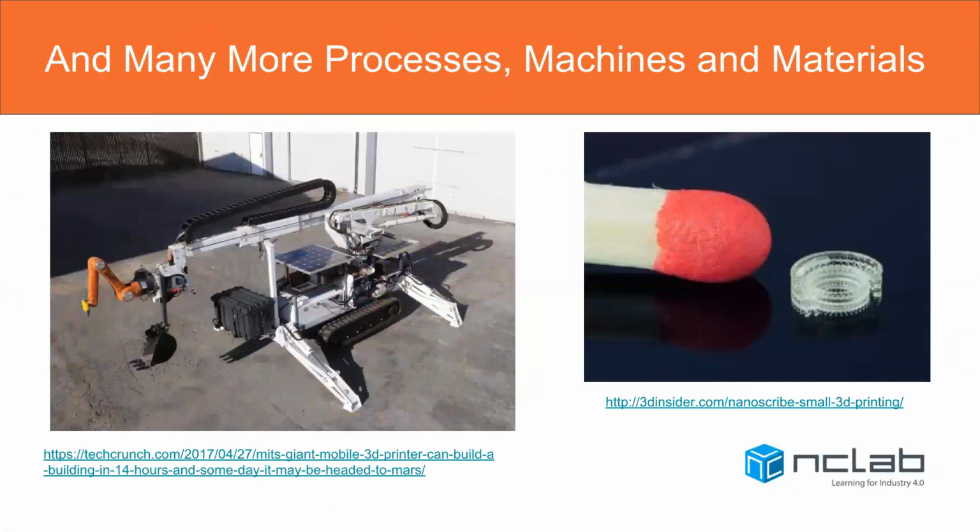Those are just three, and there are many, many more processes. There are machines that make very tiny 3D prints. There's a match head for scale, and there's a link to an article on nanoprinting. And on the other end of it, here is one of these crane type printers that are used to 3D print a house. And of course, they always like to create a little buzz to talk about, well, we could send this to Mars and build buildings on Mars. So maybe that'll be true as well.